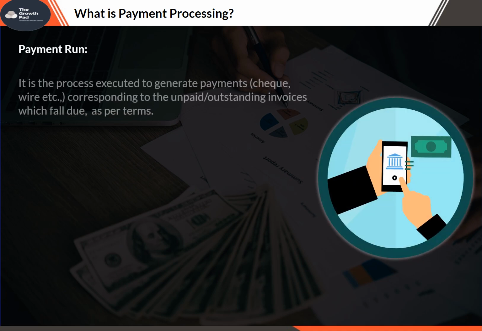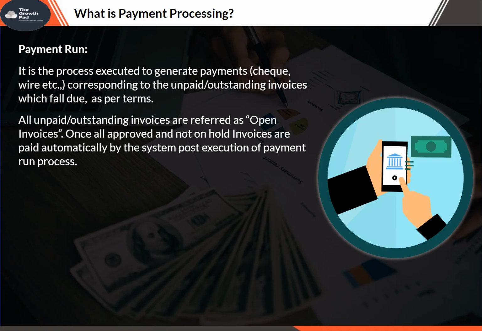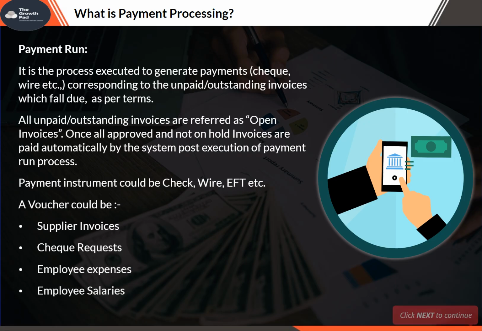Payment run. It is the process executed to generate payments, check, wire etc., corresponding to the unpaid or outstanding invoices which fall due, as per terms. All unpaid or outstanding invoices are referred to as open invoices. All approved and not on hold invoices are paid automatically by the system post-execution of the payment run process. Payment instrument could be check, wire, EFT etc. A voucher could be supplier invoices, check requests, employee expenses, employee salaries.